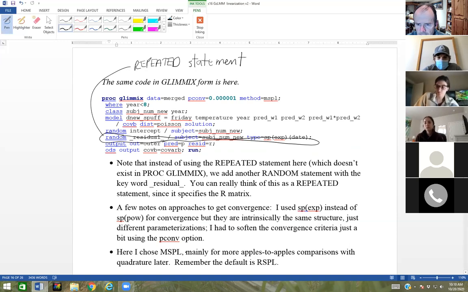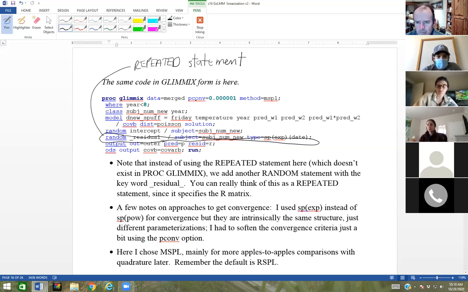And what I did here, I actually used MSPL in this code that I have. The reason why I did that is because I'm going to want to compare to the quadrature approach to see how the results compare to each other. And quadrature is based on the standard likelihood.